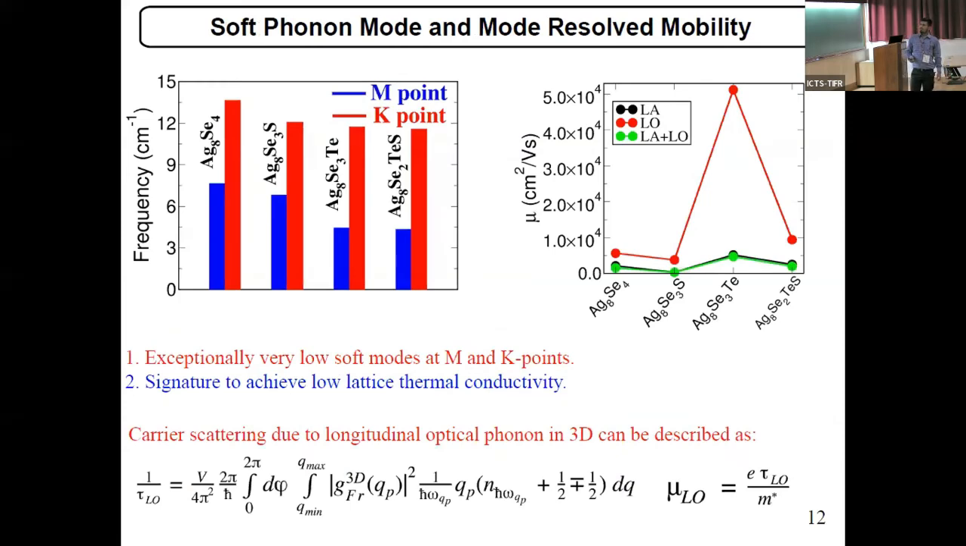Here, for the sulfur-doped and tellurium co-doped case, we are getting exceptionally soft phonon modes at the M point and K point, and this is the signature of achieving low thermal conductivity. Since we are getting very low phonon modes, we expect that the carrier concentration will be limited by the optical phonon mode also. So we have calculated the mobility using this expression.